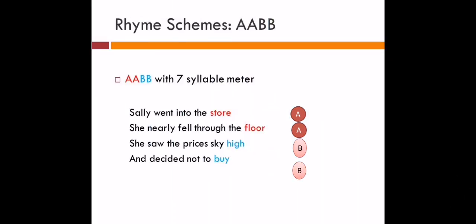For example, let's read the coming short lines. Sally went into the store. She nearly fell through the floor. She saw the prices sky high and decided not to buy. If you notice the first two lines in red, store and floor, they rhyme together so that they have taken the letter A. And the second two lines, high and buy, rhyme together, that's why they have taken the letter B.